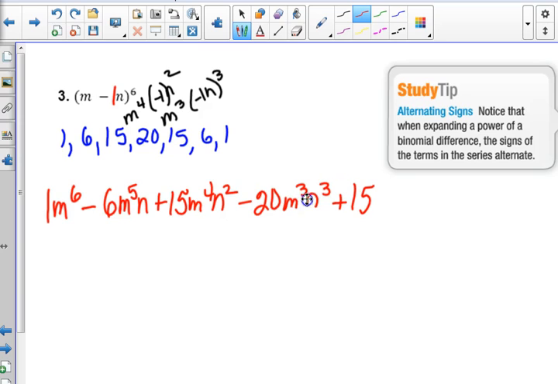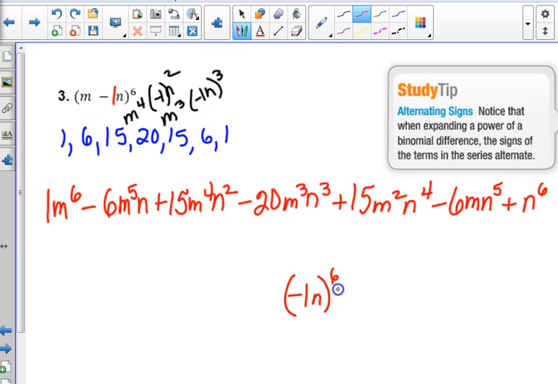15. Now what's happening to the m's? To 2, but the n is up to 4. And then be careful, what's the next one? I started to write plus. Minus 6mn to the 5th, right? And then plus n to the 6th. And everyone understands why it came out positive, because a negative 1 to the 6th would be a positive 1. We okay?